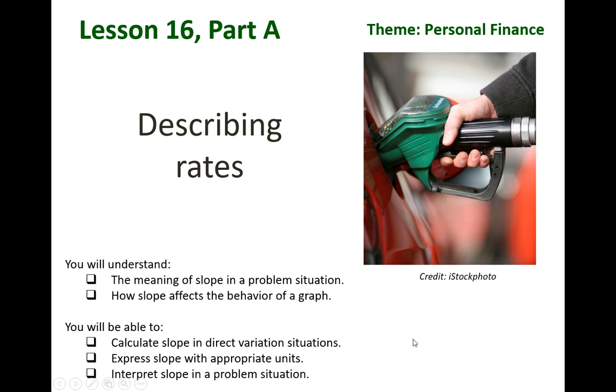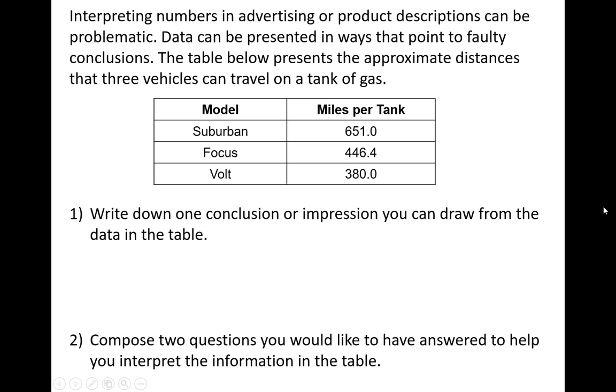Slopes have to have units to make them meaningful and to make us be able to apply them. It says interpreting numbers in advertising or product descriptions can be problematic. Data can be presented in ways that point to faulty conclusions. The table below shows the approximate distances that 3 vehicles can travel on a tank of gas.